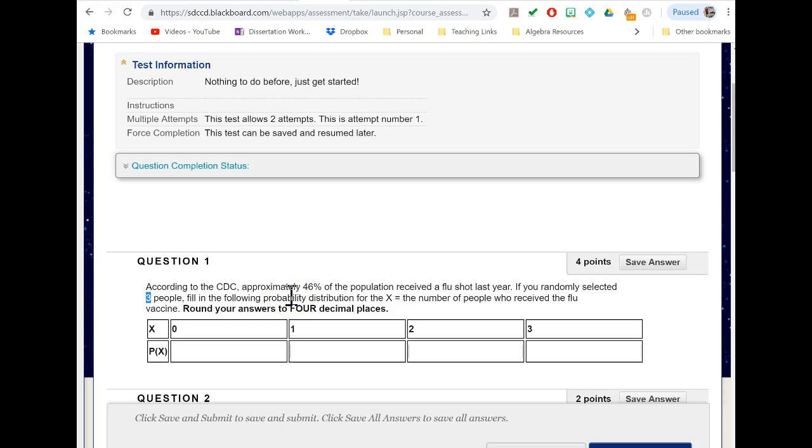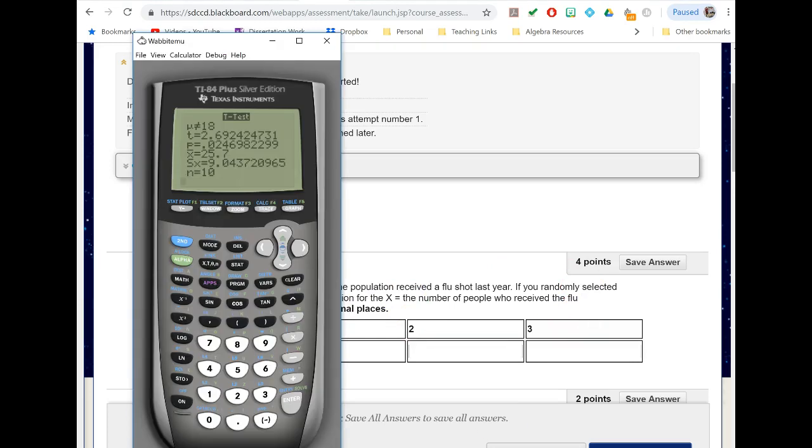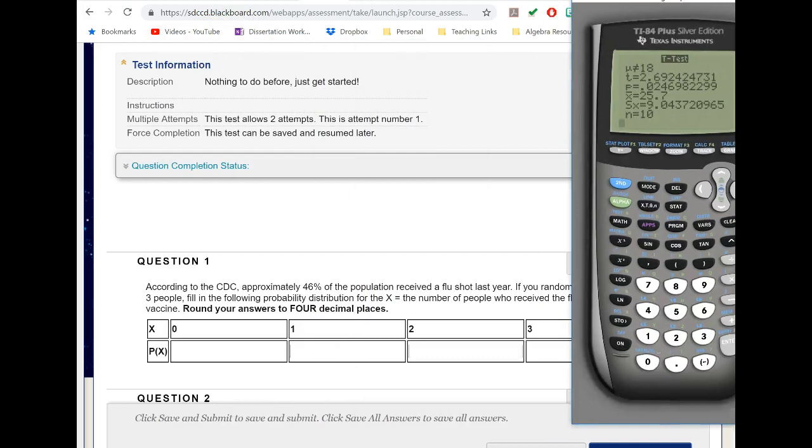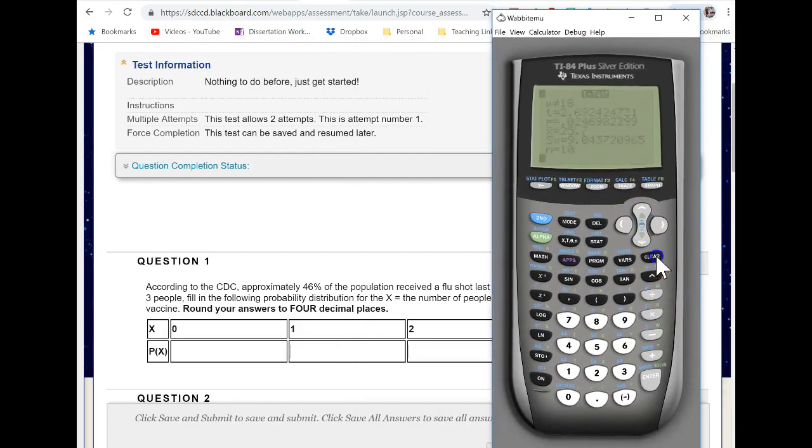So definitely a binomial. And I'm asking you to fill out this entire table, which means that we're finding the probability of none of the people having a flu shot, 1, 2, and 3 of the people having a flu shot, which is exactly the setup for binom PDF because we want one particular outcome.